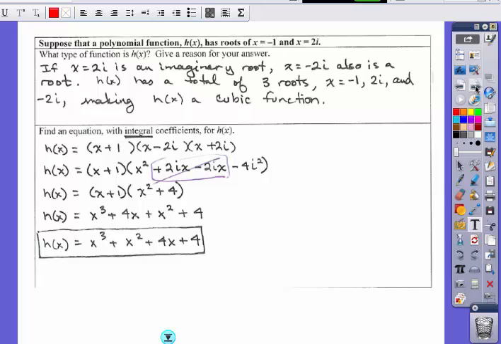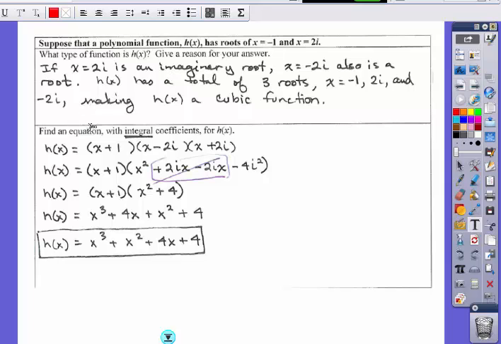Looking at our next page here, we are looking at coming up with the equation when they give us the roots. And remember that imaginary roots come in pairs. So when I have this x equals 2i, not only do I have x equals 2i, I also have x equals negative 2i, because they always come in pairs. So those are my roots as I'm going through here. You have x equals negative 1, x equals 2i, and x equals negative 2i, and that'll make my cubic function that we're working with.